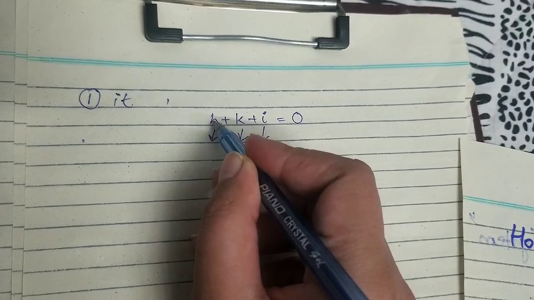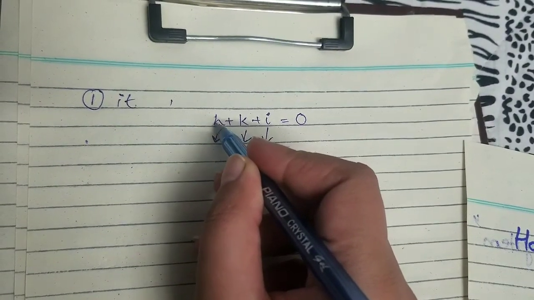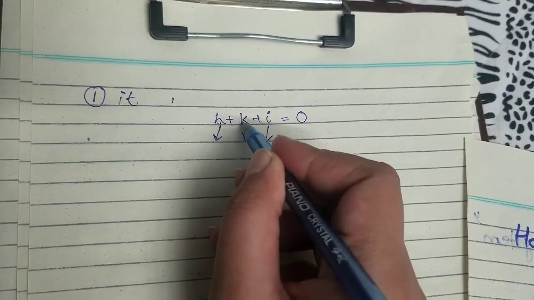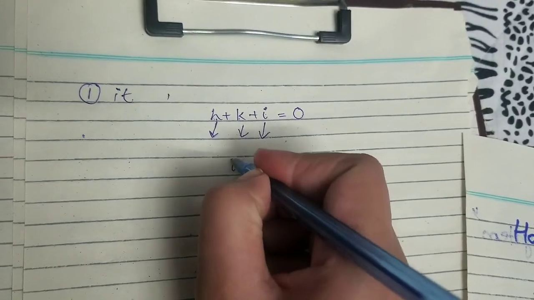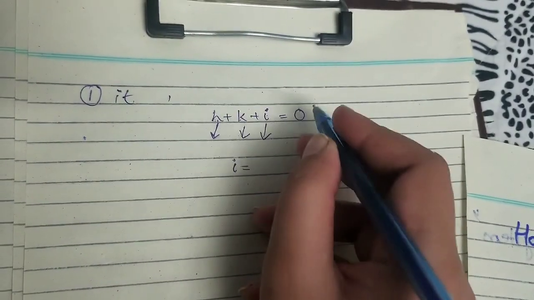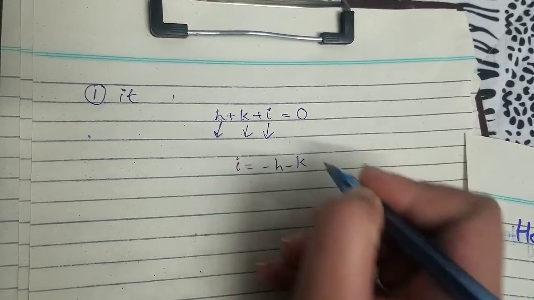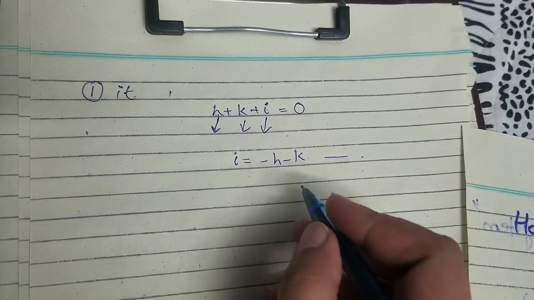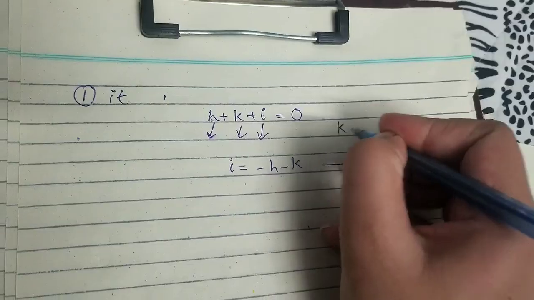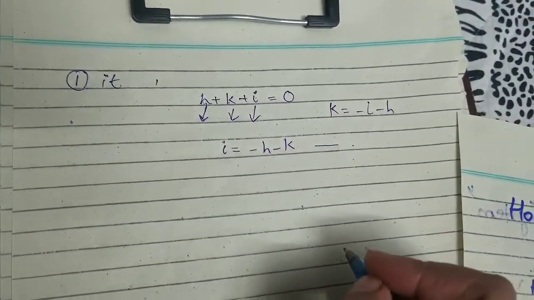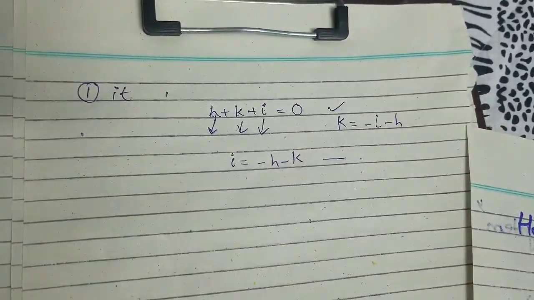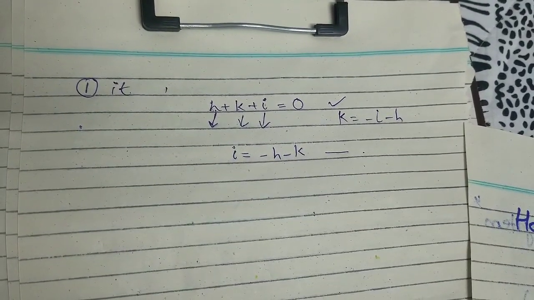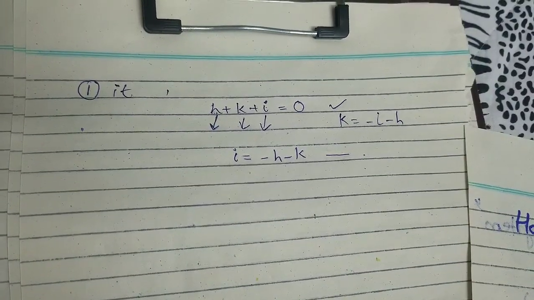For example, if you know the Miller indices H and K, then by just plugging the values of H and K into this equation, you can get the value of I. Keeping I on one side and taking the other two onto the other side of the equation, this is what you will get, and using this formula you can get the value of I if you know H and K, and also for K, and so on. This is the mathematical statement that is true for HCP, and you can use it.